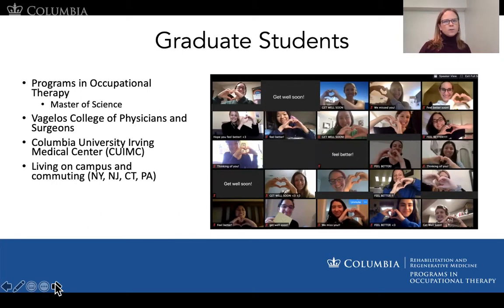53 students are completing the second year of the Master of Science program, which includes academic and clinical courses. These students live on campus in the 5 boroughs or commute from other areas to Columbia University Irving Medical Center campus. This includes other areas of New York, New Jersey, Connecticut, or Pennsylvania. Upon completion of academic requirements, the students complete 24 weeks of full-time supervised clinical internships and are required to pass a national certification exam to apply for licensure and practice as a licensed occupational therapist.